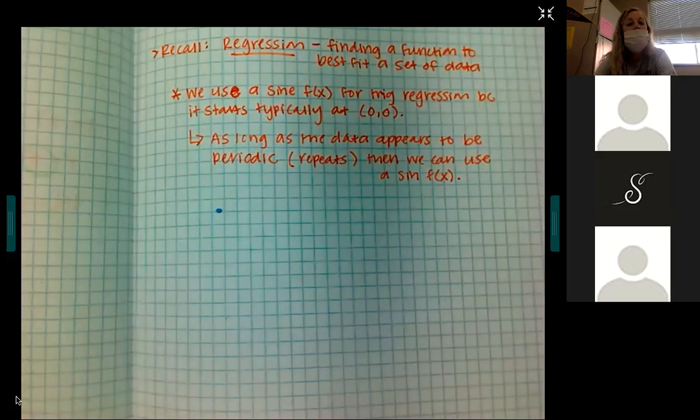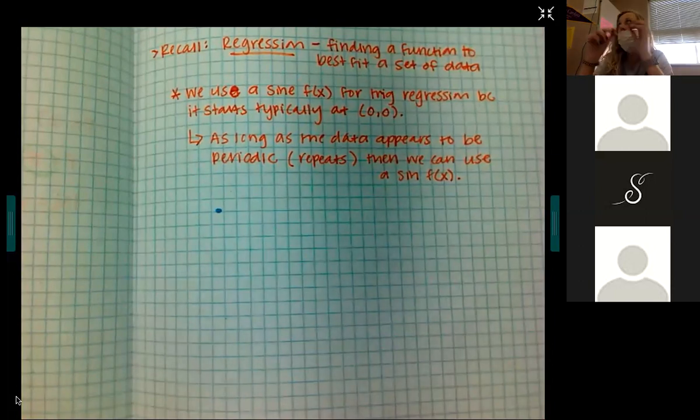So trig regression, another name for it, you don't have to write this down, you don't have to know this. I'm just giving you an example. In college, they don't even call it trig regression, they call it sinusoidal regression. It's sine regression. They use sine for everything because it starts at 0, 0. Okay?